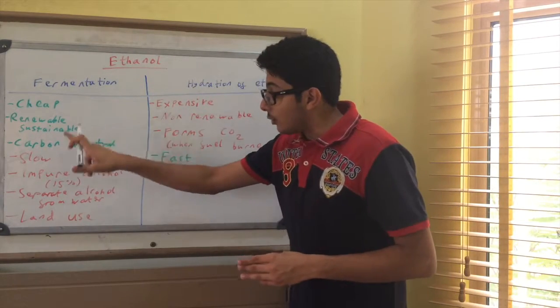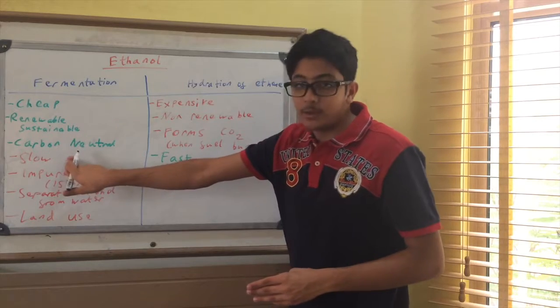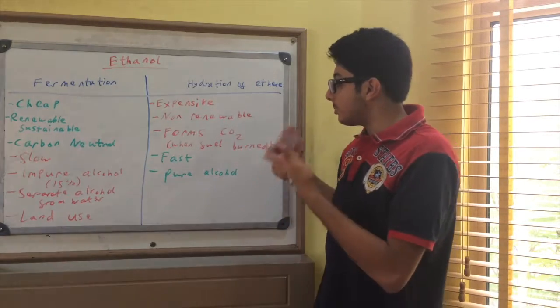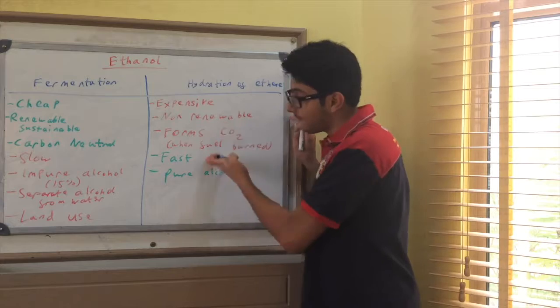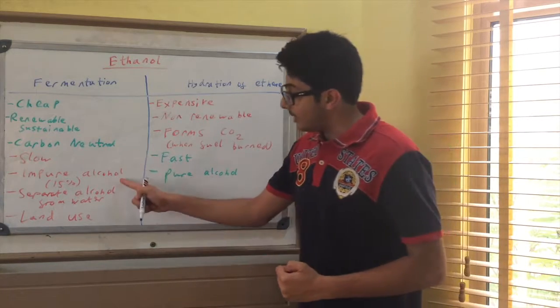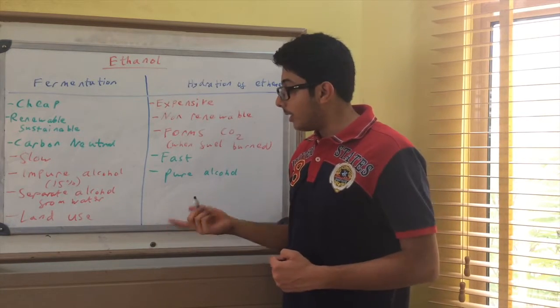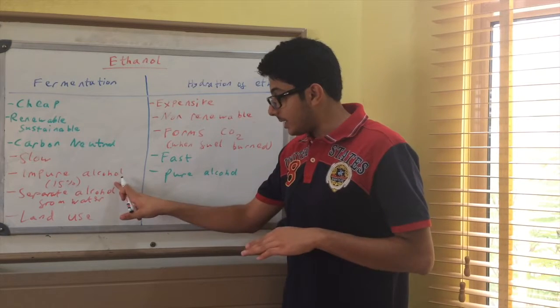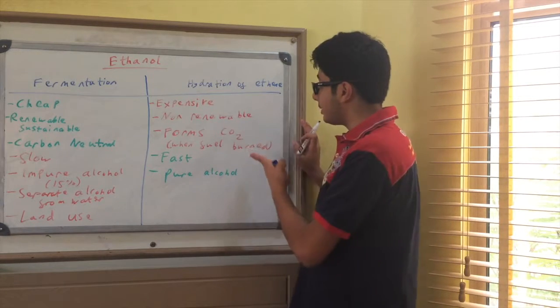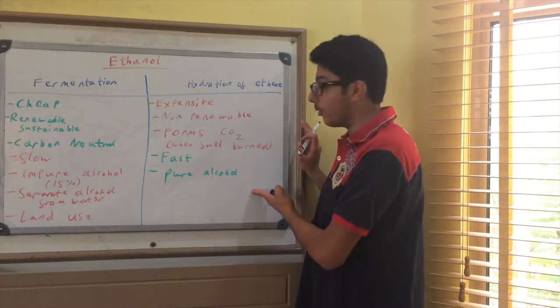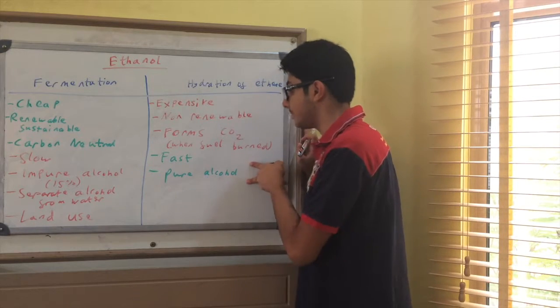Fermentation is slow. Growing the plants is incredibly slow. And the hydration of ethene is a fast reaction. Fermentation produces impure alcohol, and usually, on average, only 15% of the product is alcohol. But hydration of ethene, pure alcohol. So these are the main advantages.